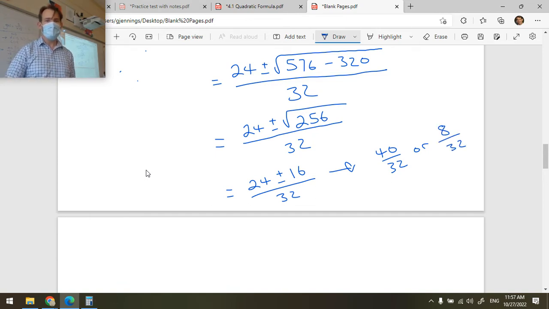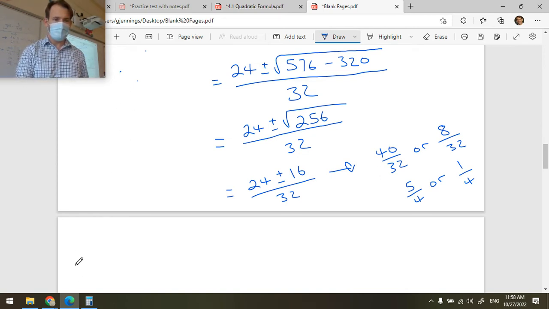Okay, reduce these. Actually, I can take out a factor of 8 from both of those numbers, and that's going to be 5 over 4, or, and here the factor of 8 comes out, 1 over 32, take out the factor of 8, is just 1 over 4. 5 over 4 or 1 over 4? All right. That's strange. It wasn't what I expected.